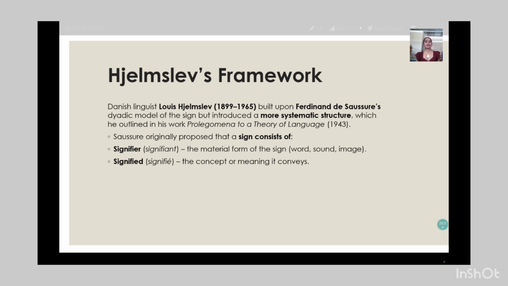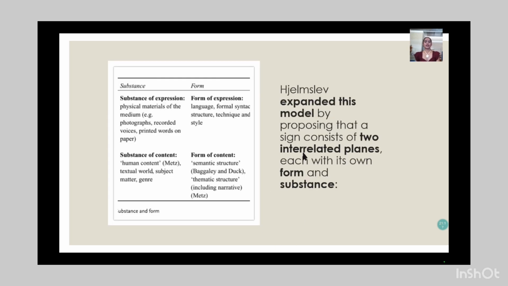So Danish linguist Louis Hjelmslev, 1899 to 1965, built upon Ferdinand de Saussure's dyadic model of the sign, but introduced a more systematic structure, which he outlined in his work Prolegomena to a Theory of Language, 1943. Saussure originally proposed that a sign consists of the signifier, the material form of the sign, such as words, sound, image, and the signified, the concept or meaning it conveys. So Hjelmslev expanded these models by proposing that a sign consists of two interrelated planes, each with its own form and substance.